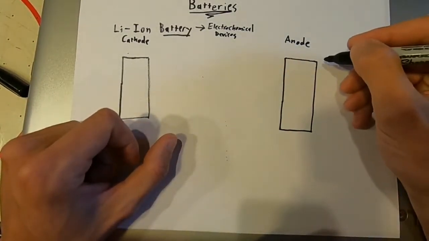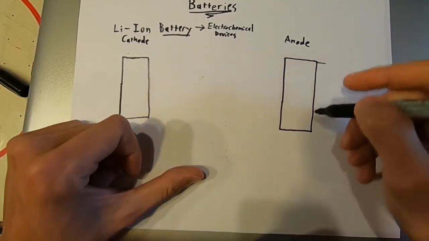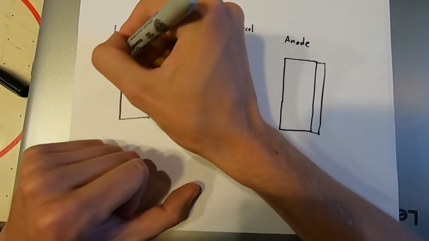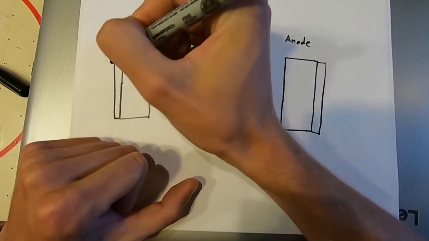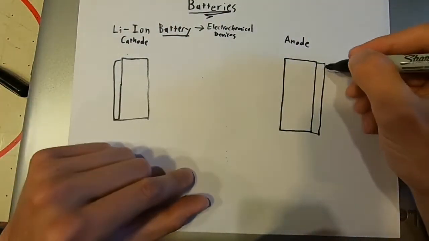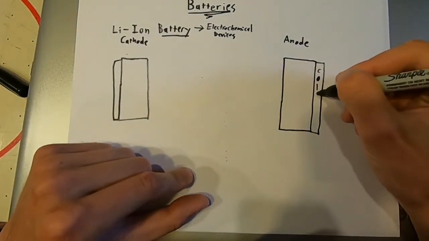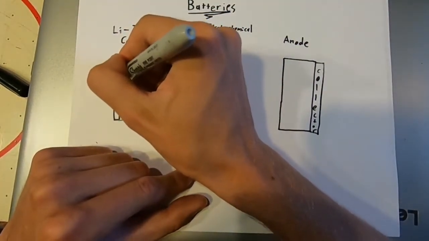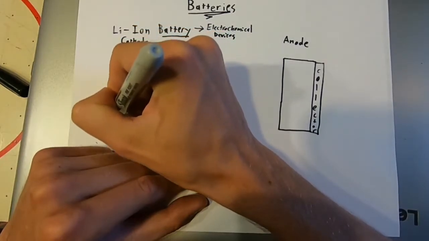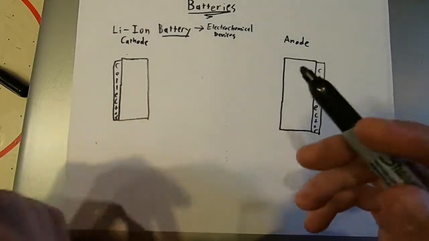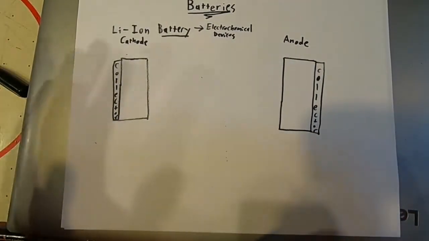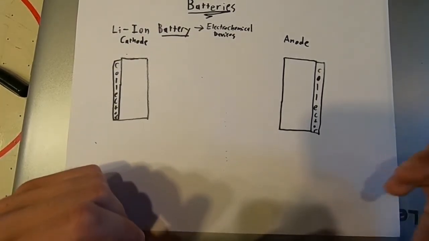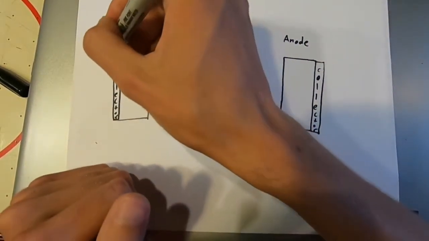Okay. To help distribute the electrons and the charges throughout these reactions, both of these electrodes are going to be attached to what's referred to as a collector plate. So, collector. And these could be composed of aluminum, copper, some metal that's good at conducting electrons and charges.